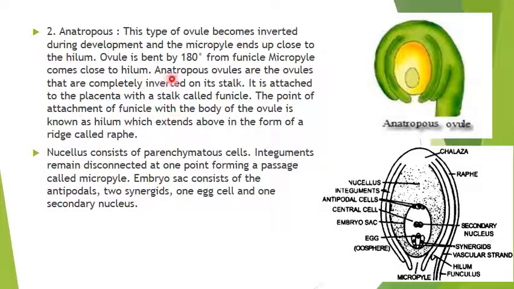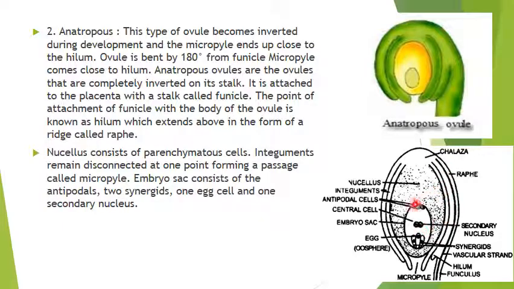Anatropous ovules are ovules that are completely inverted on their stalk. Here this is the stalk, and this ovule is completely inverted. The point of attachment of the funicle with the body of the ovule is known as the hilum. Now this is the hilum, which extends above in the form of a ridge called the raphe. Here you can see the raphe.